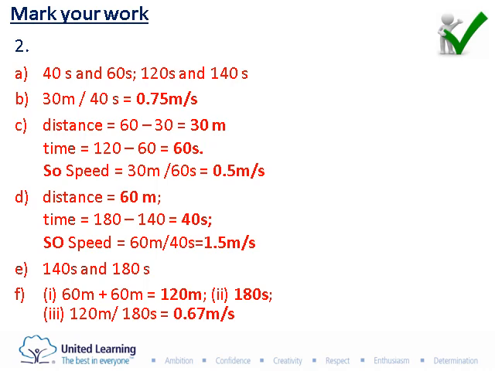D, you've got distance to 60, time of 40, so 60 divided by 40 is 1.5 metres per second. E, you've got your two time answers there. And then F, you've got your final speed as 0.67 metres per second.